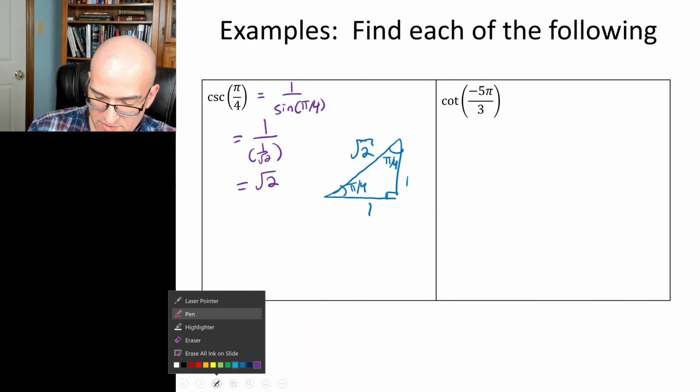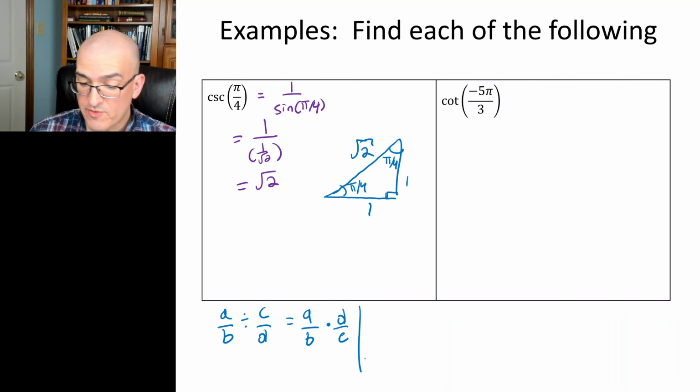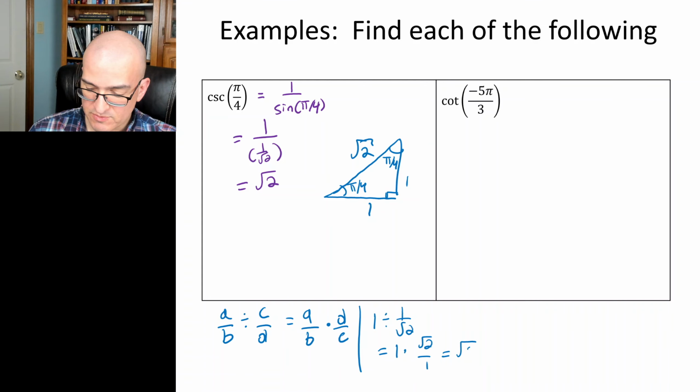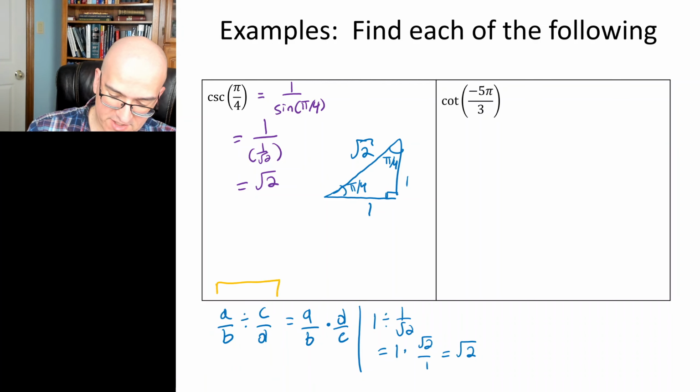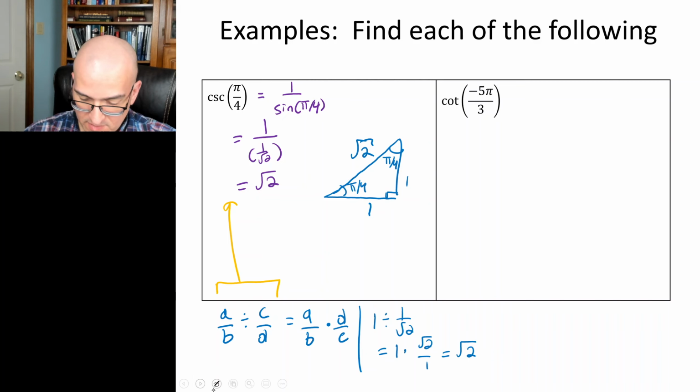As a reminder, when you do division of fractions, if you have a over b divided by c over d, you can rewrite that as a over b multiplied by d over c. So as a more concrete example, 1 divided by 1 over root 2, you can rewrite that as 1 multiplied by root 2 over 1, which is just root 2. So that's the explanation for that step. It's just a fraction step that we use to simplify that double fraction.